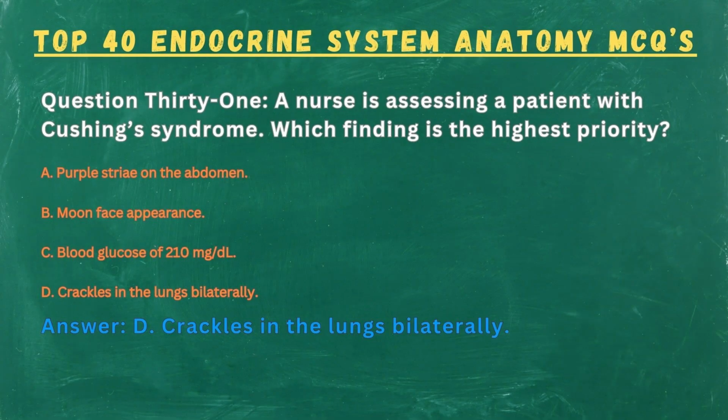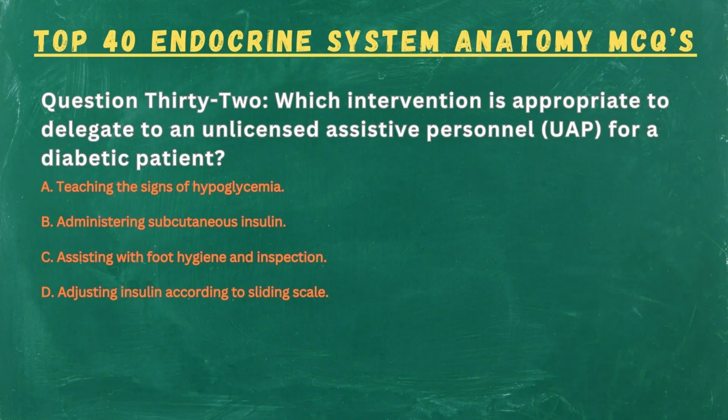Answer: D. Crackles in the lungs bilaterally. Question 32. Which intervention is appropriate to delegate to an unlicensed assistive personnel, UAP, for a diabetic patient? A. Teaching the signs of hypoglycemia. B. Administering subcutaneous insulin. C. Assisting with foot hygiene and inspection. D. Adjusting insulin according to sliding scale.